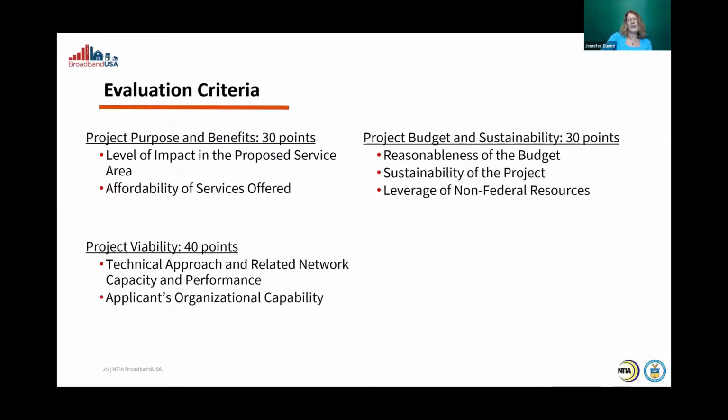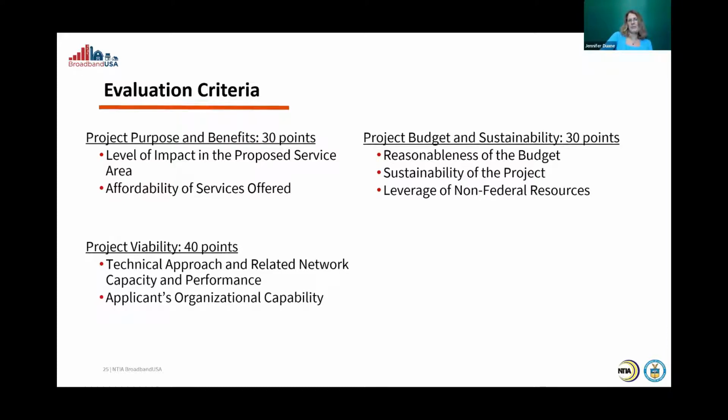So this slide lists the evaluation criteria that NTIA will be looking at when we receive an application for a grant under this program. The first criteria is the project purpose and benefits, and that's worth 30 points. We're going to be looking at the level of impact in the proposed service area, the number of unserved households that the project is proposing to serve, at what speeds the service may be offered, and the affordability of the services that will be offered.